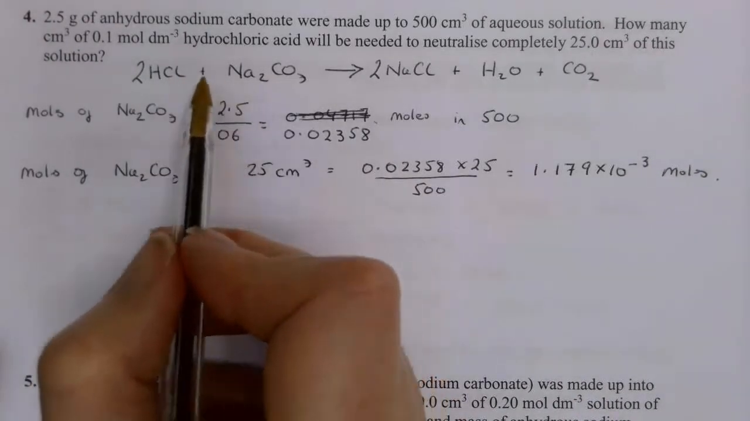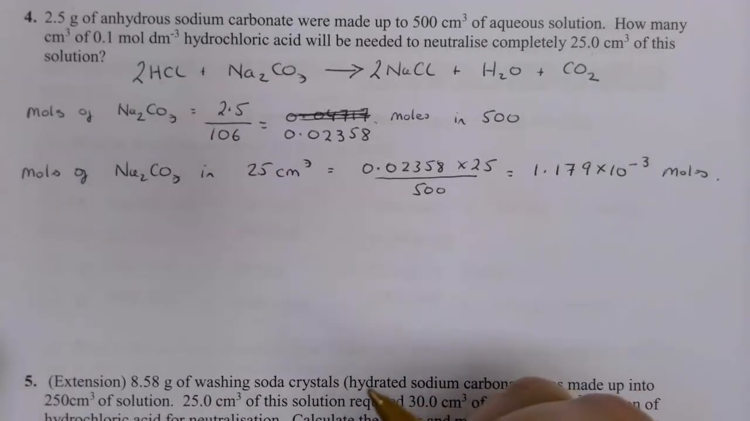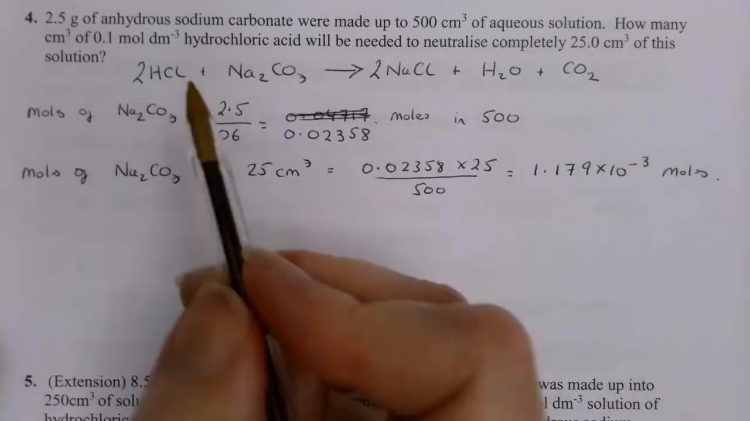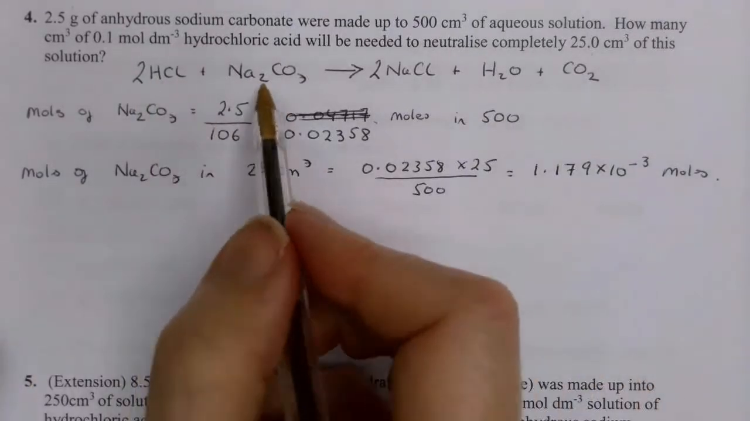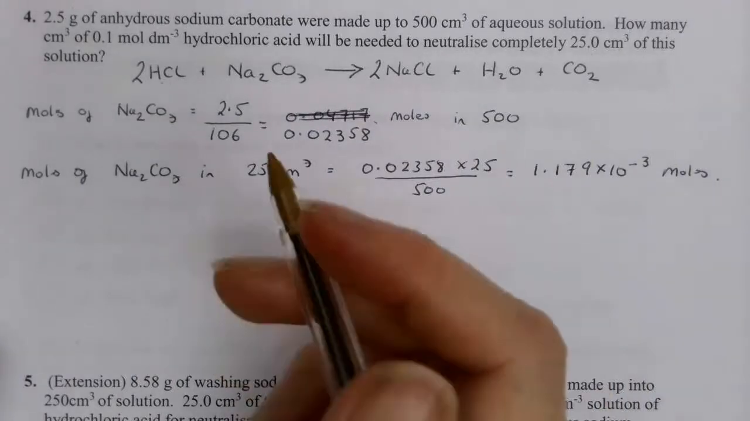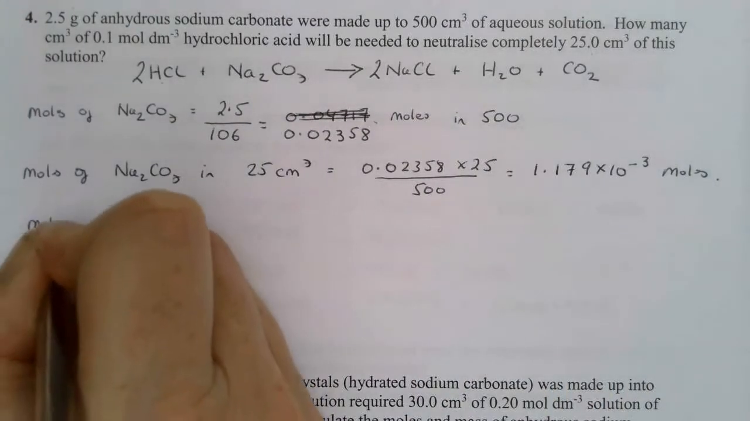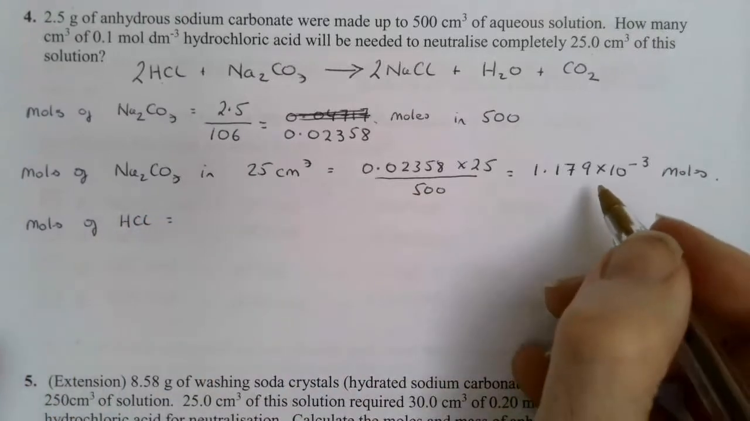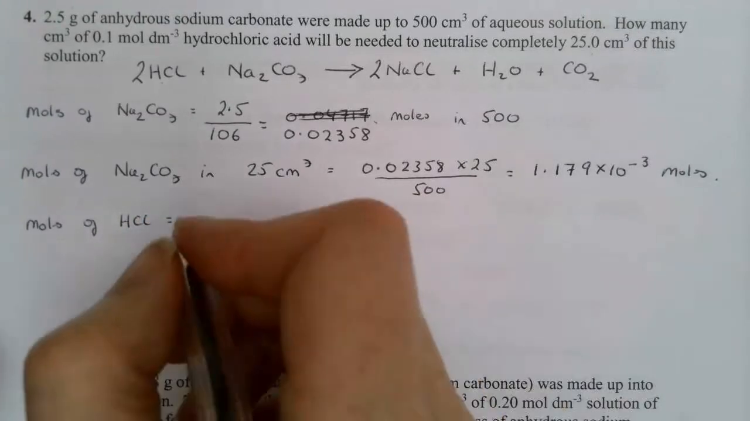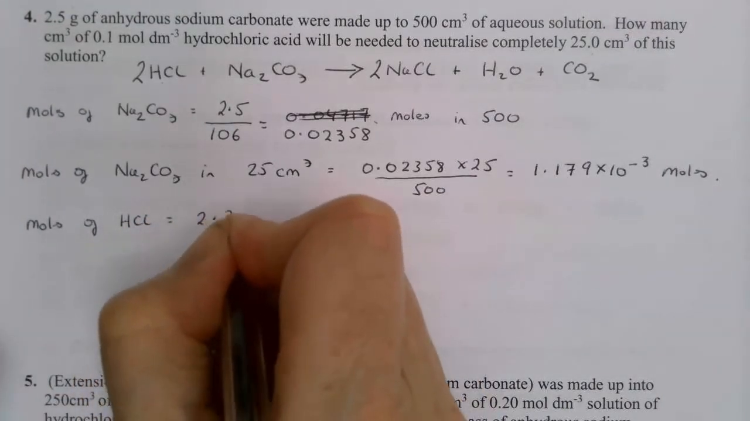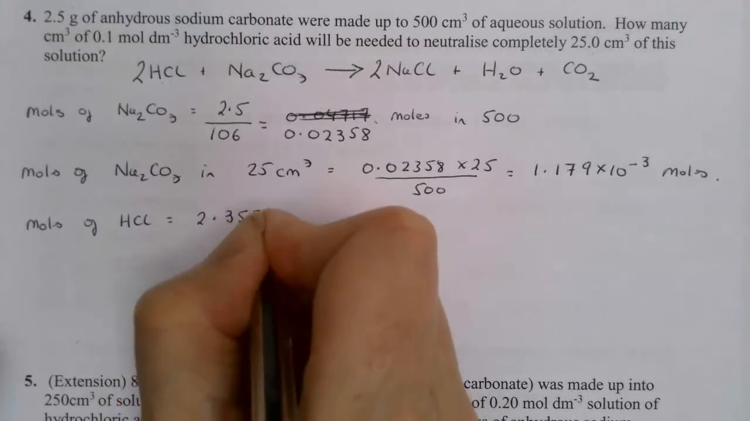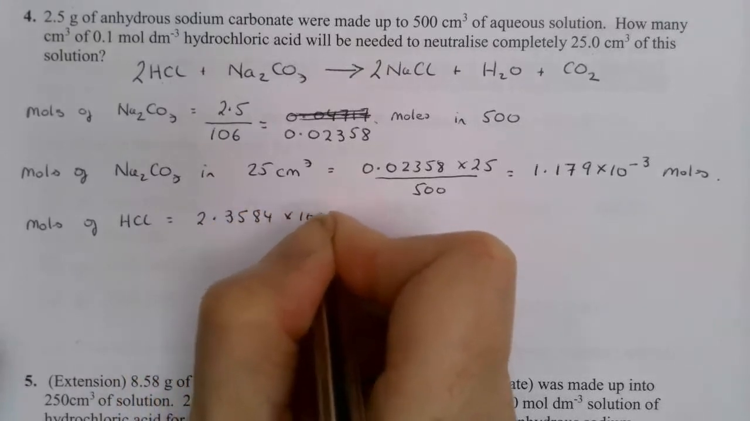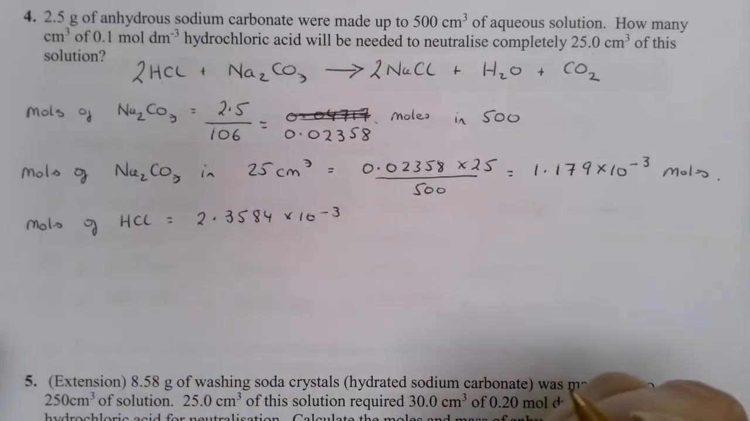So I know from my equation it's a 1 to 2 molar ratio, so I need twice the amount of HCl to neutralize all of this sodium carbonate. So the moles of HCl is equal to twice this amount, so I have 2.3584 times 10 to the minus 3.